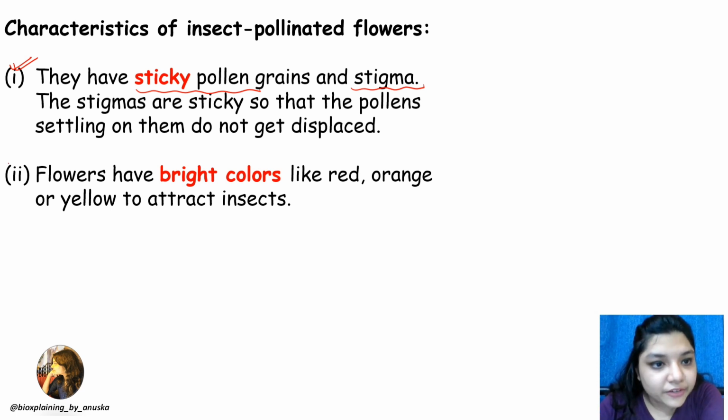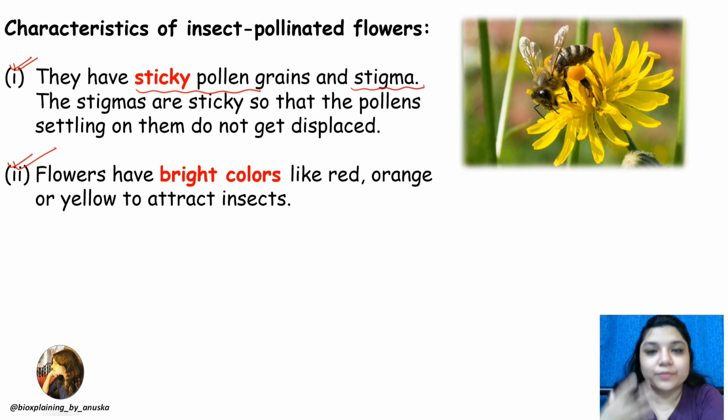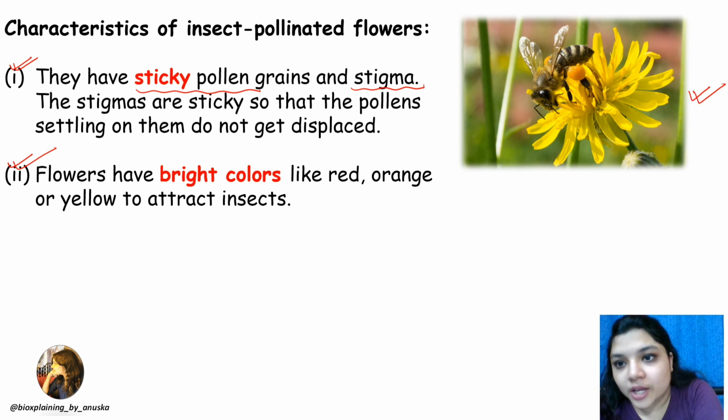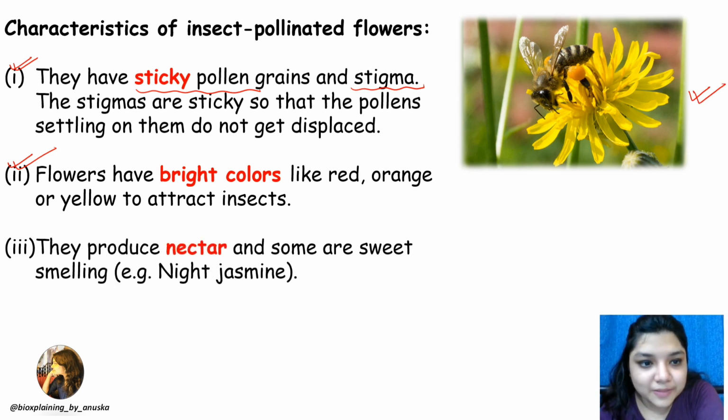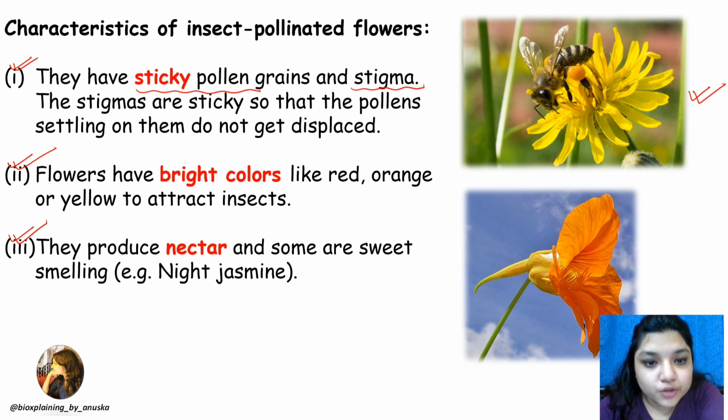The second characteristic is that the flowers should have bright colors, like they should be red, yellowish or orangish in color, so that they're easily visible to the insects and the bee gets attracted to the flower. As you can see in the image here, the bee is very well attracted to the bright yellow flower that's present. The third characteristic is that the flowers should be able to produce nectar and they should have a sweet fragrance.